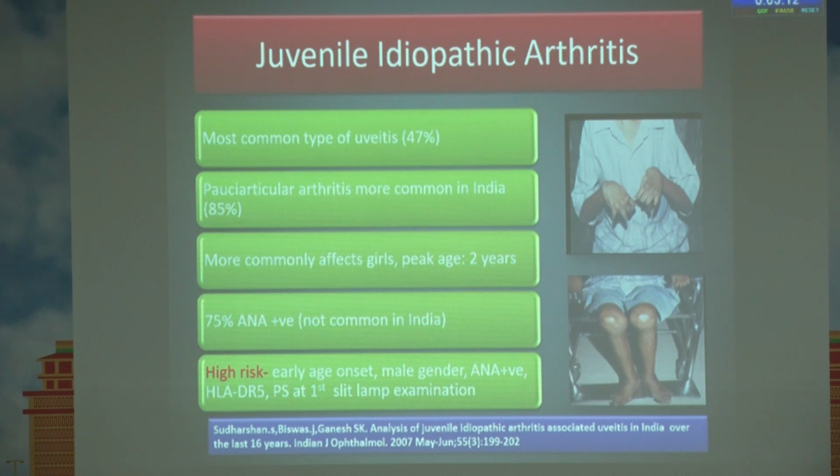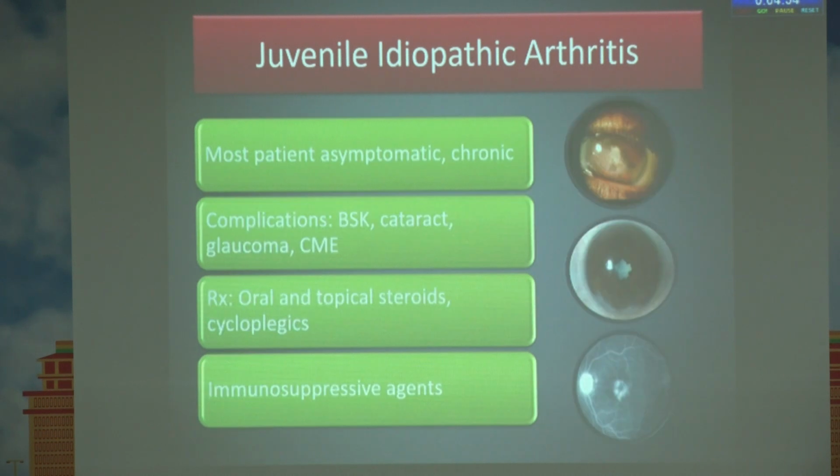75% of patients are ANA positive, but in India, it doesn't hold true. If a patient presents at an early age of onset, if he's a male, if he's ANA positive, HLA-DR5 positivity is there, and on first slit lamp evaluation, posterior synechia is present, it is going to be a bad prognostic indicator. Most of the patients are asymptomatic, the eye is perfectly white. So most of the time they present as chronic patients. That's why the complications in the form of band-shaped keratopathy, cataract, glaucoma, and CME are there.